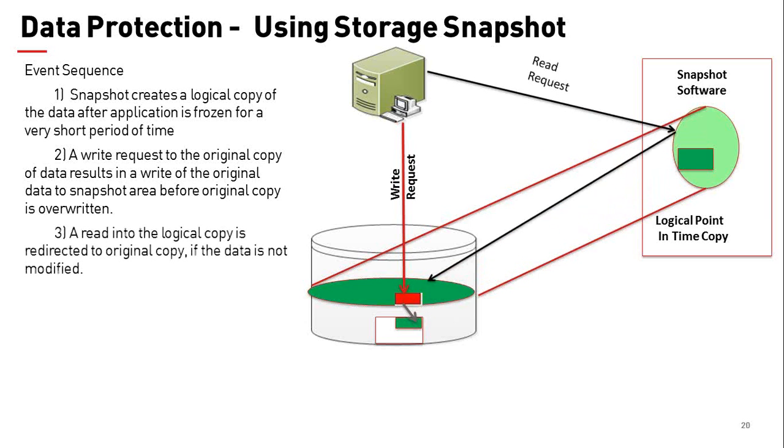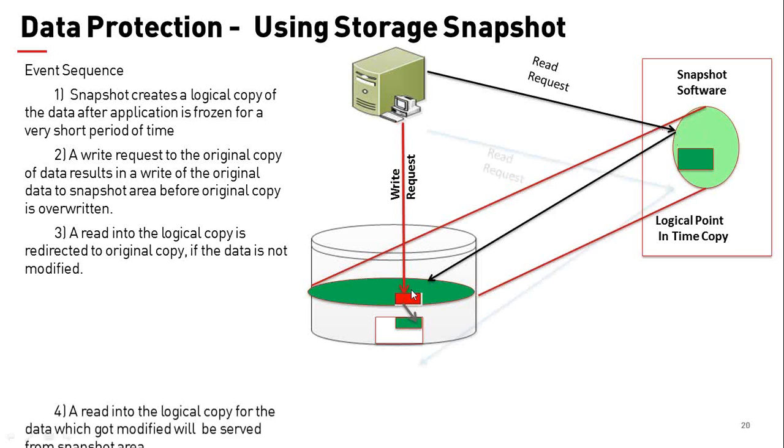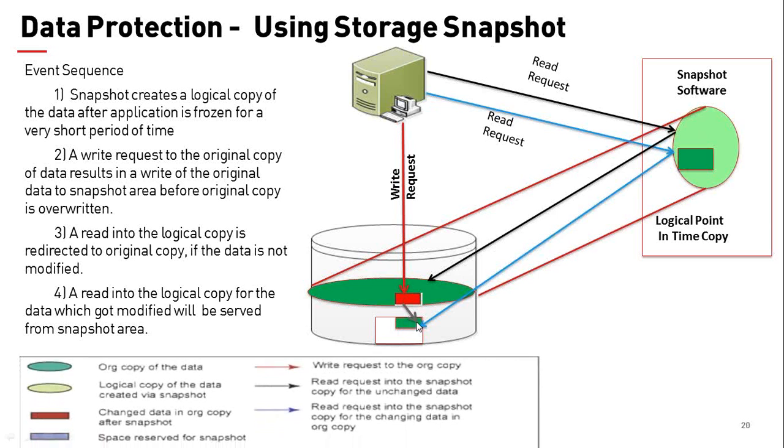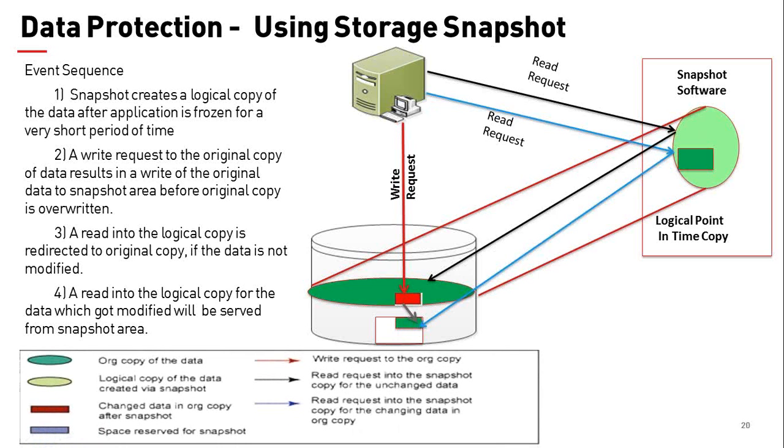A read to the logical copy is redirected to the original copy. If the data has not been modified, all the read requests come from your actual data space. If a read request comes for modified data, then the request goes to your snapshot area and fetches that data. And that's how the snapshot mechanism works.